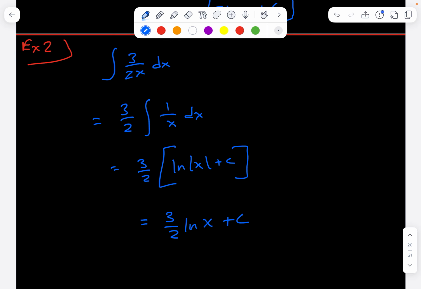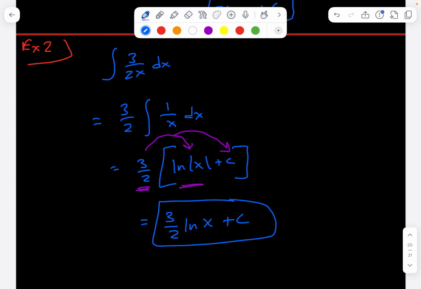Now, one thing I would like to note is if you have 3 halves multiplied by ln x plus c, why am I only distributing 3 halves to the ln x and not to c as well? Well, in reality, I am distributing it to both, but because c is an arbitrary constant, the c just kind of engulfs the 3 halves because it just means it can be any constant. So that is why I only write this as my answer.